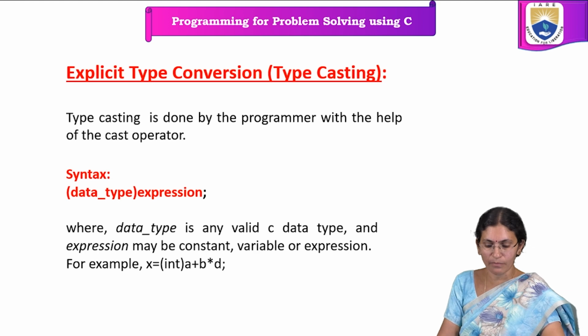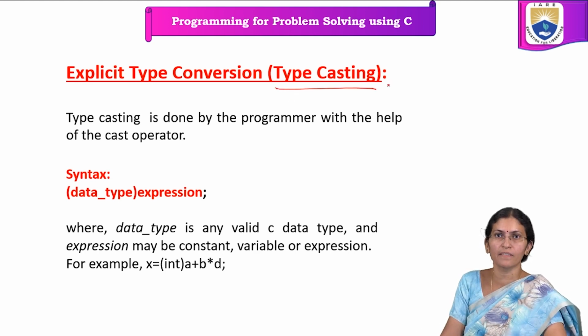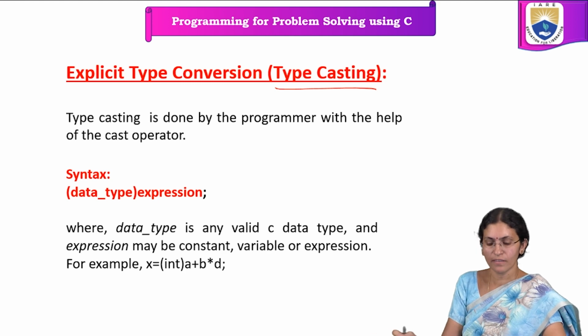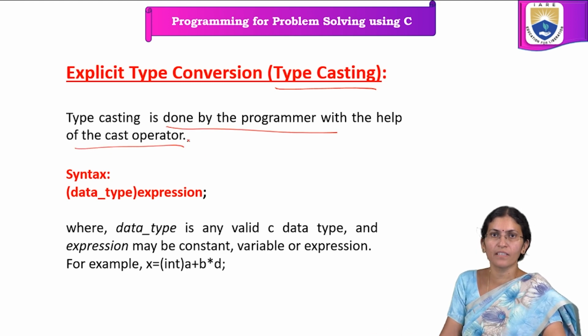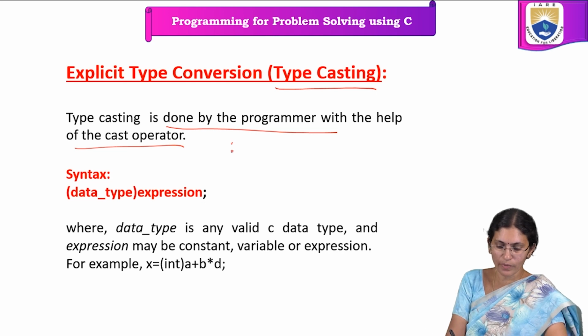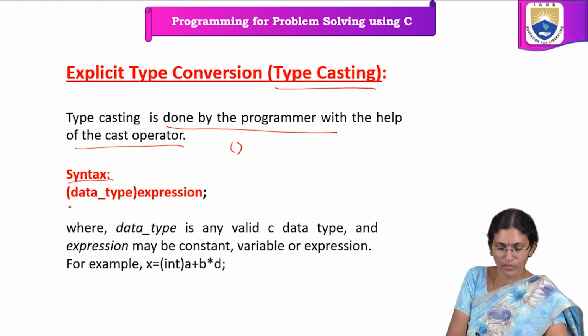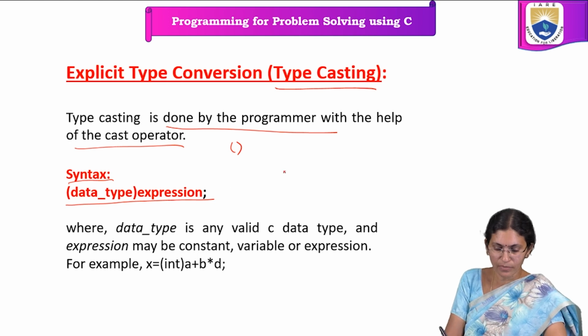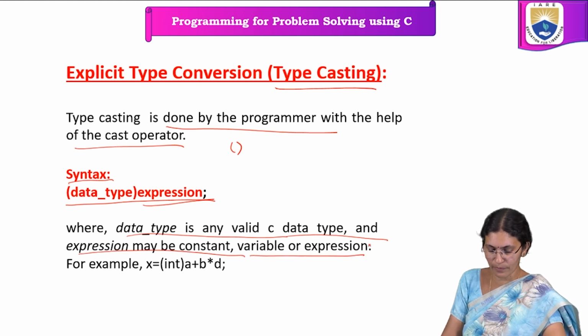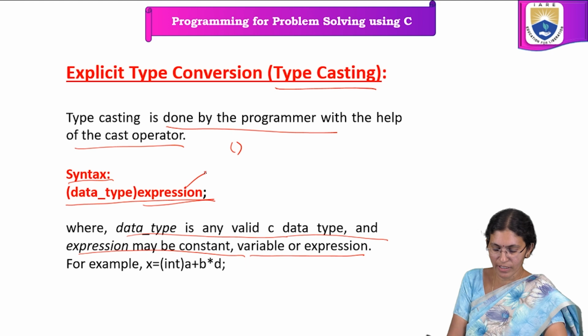Now next is explicit type conversion. The other name for this is typecasting. Typecasting is done by the programmer with the help of the casting operator or cast operator. The syntax in order to convert the data type from one type to another is: data type in brackets, followed by the expression. Here the data type is any valid C data type, and the expression may be a constant, a variable or any expression.